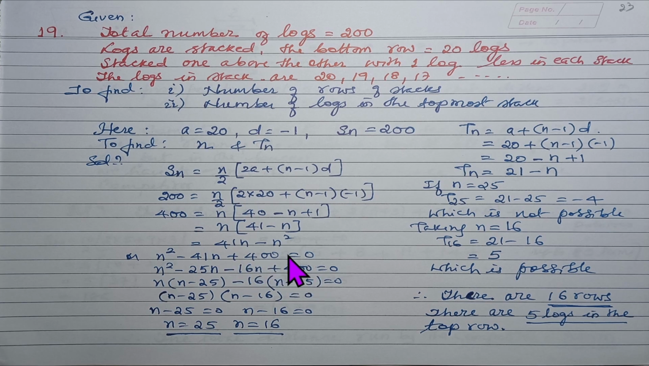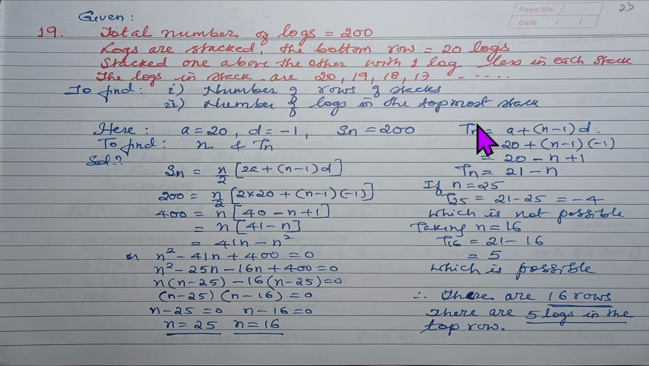When we simplify this by middle term splitting method, we get two factors, n minus 25 and n minus 16 equal to 0, or we find that n is equal to 25 and n is equal to 16. Now we have got two values of n. Let us see which is the correct one in that.